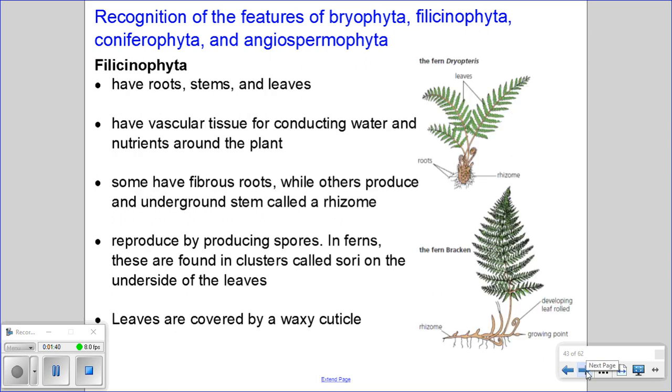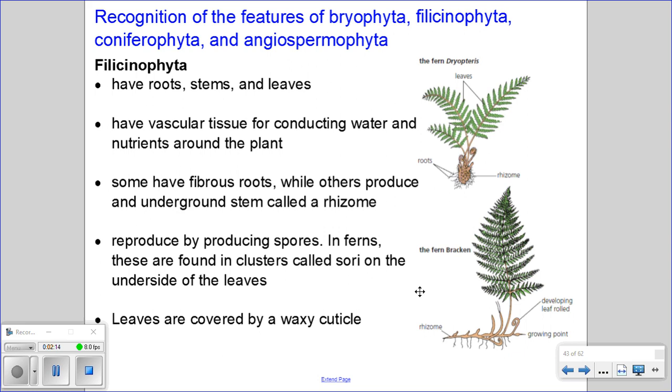The Filicinophyta features include that they have roots, stems, and leaves. They have vascular tissue for conducting water and nutrients around the plant. That vascular tissue is referred to as xylem and phloem. Some of them have fibrous roots, while others produce an underground stem called a rhizome. So here's the rhizome, which is basically a long stem with roots growing off of it.